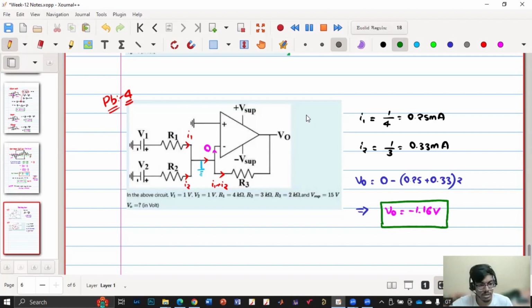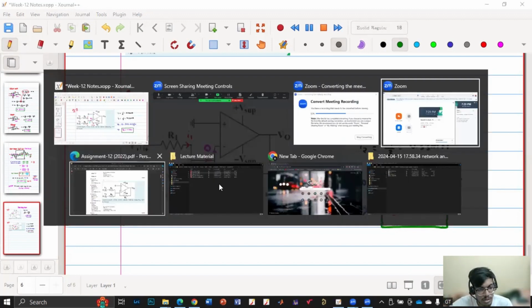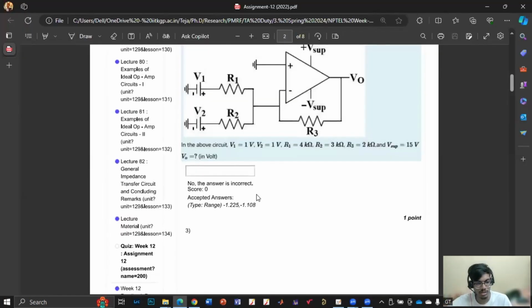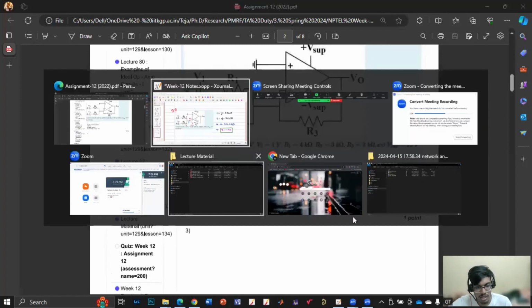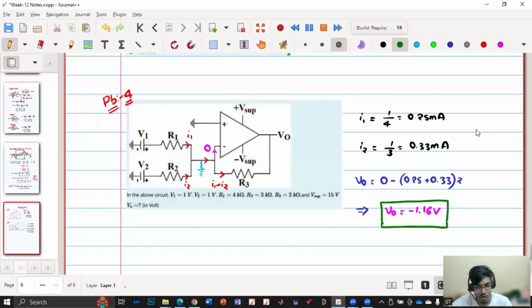Okay, so let us go and check. So it is minus 1.16, so it is within this range. So others, were you able to follow how we have solved?